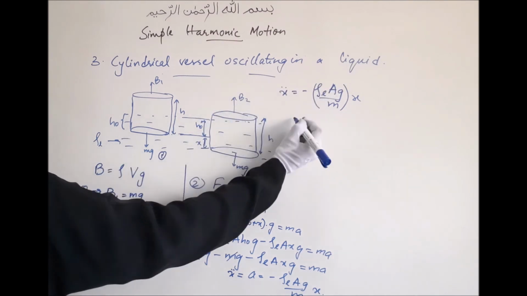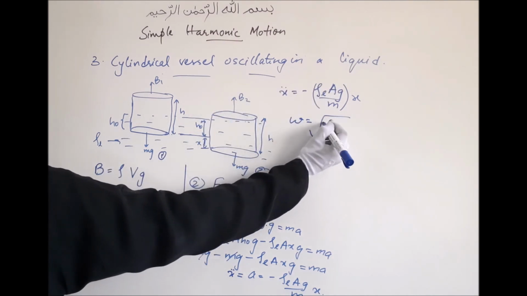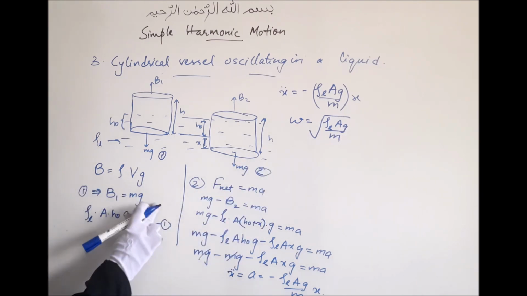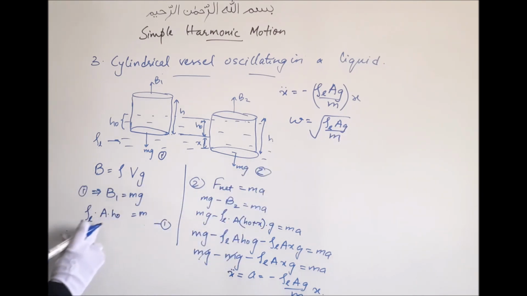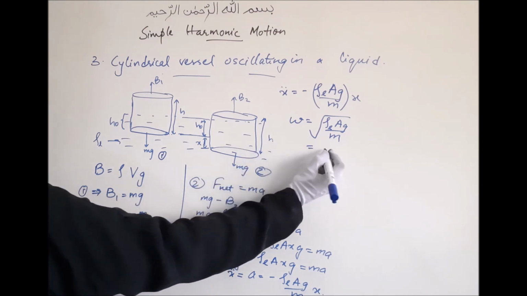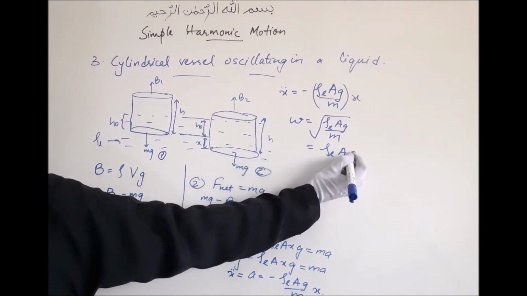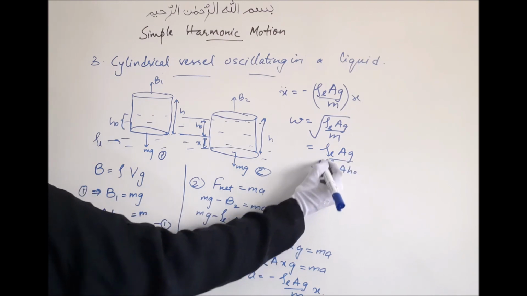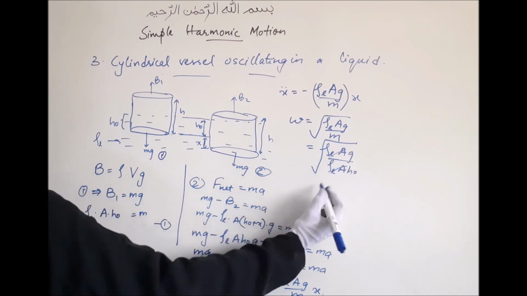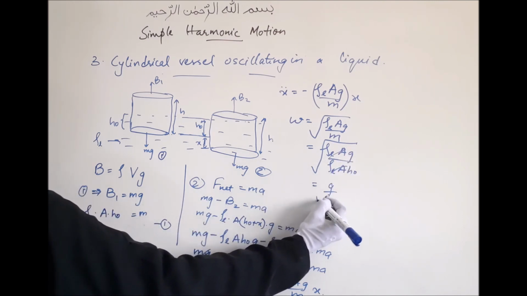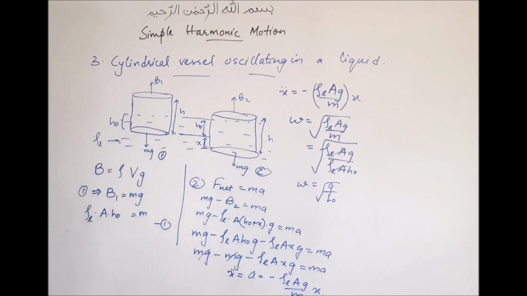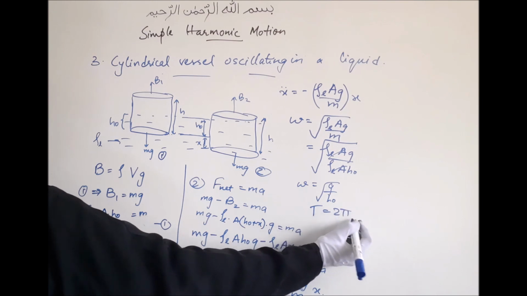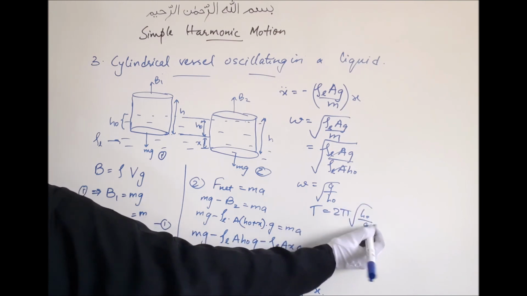So this term will be omega squared, and omega is root of rho L A g by m. What is m here? m is rho L A h naught. Substitute that, rho L and A and g cancel, and this is omega equals root of g by h naught. What will be the time period? 2 pi by omega. 2 pi root of h naught upon g.